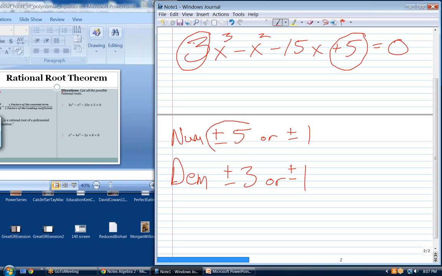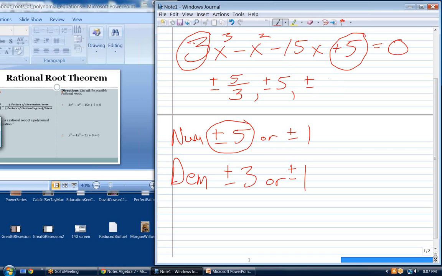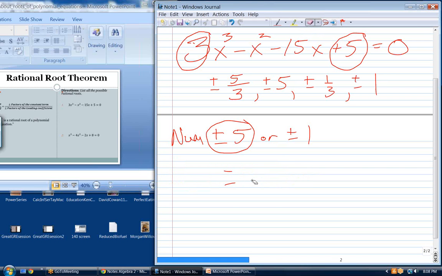In other words, it can be plus or minus 5 over 3 or plus or minus 5 over 1. It can be plus or minus 1 over 3 or plus or minus 1 over 1. So we end up with the following possibilities. And just for your info, all of them are always plus or minus. All of these are rational. Okay? And it figures that there's going to be a rational root.